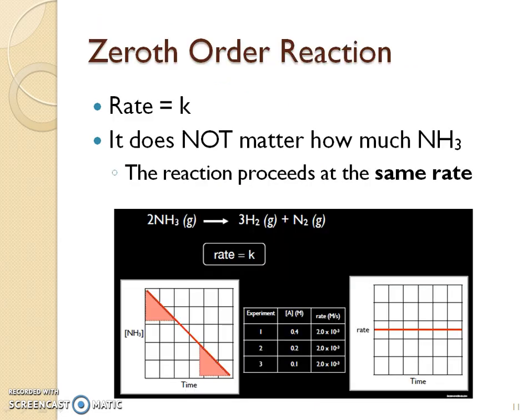If it's a zero order reaction, the rate equals k, which means there's no bearing on the reactant. It doesn't matter how much reactant we have, or the concentration of that reactant. The rate is always the same. If you notice here in the three experiments, they changed the concentration of our reactant, but the rate always stayed the same. So it's independent. The reaction is going to go the same speed.